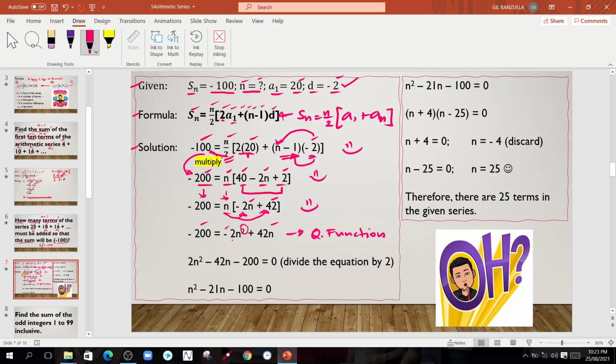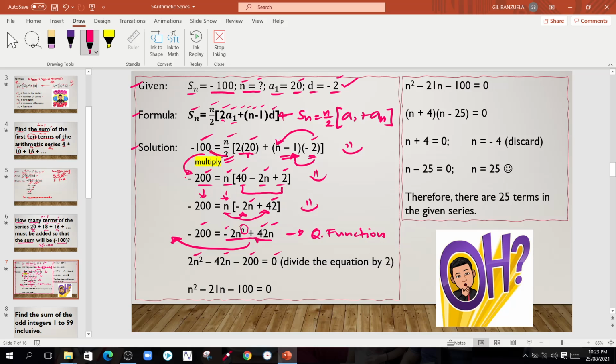Then, let's rearrange the equation, no? So, let's equate the entire equation to 0. So, I will transfer all elements on the right side to the left. And take note, when we do that, we always change the sign. So, from negative 2n squared, we arrive at positive 2n squared. From positive 42n, we arrive at negative 42n. And of course, we simply copy negative 200, then equals to 0.